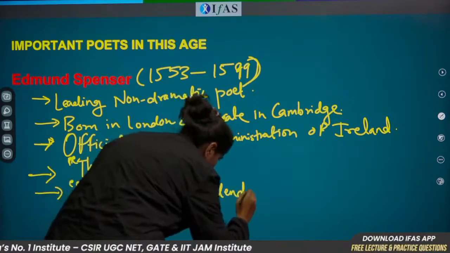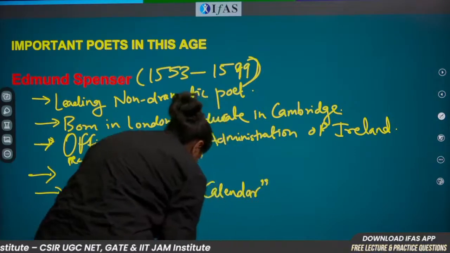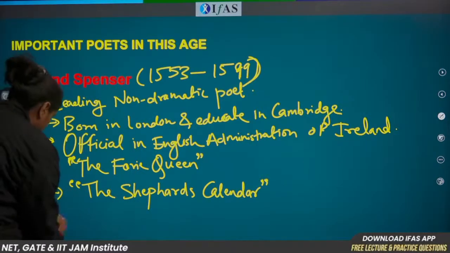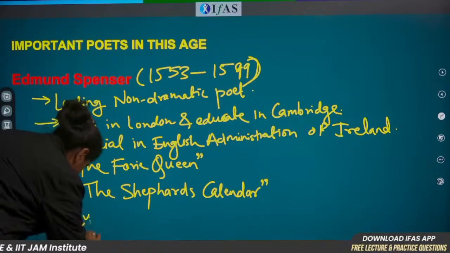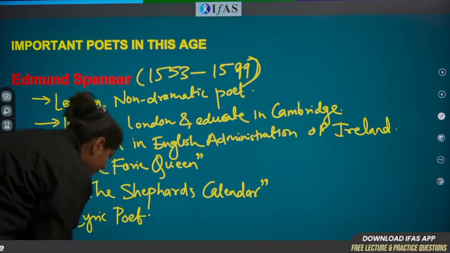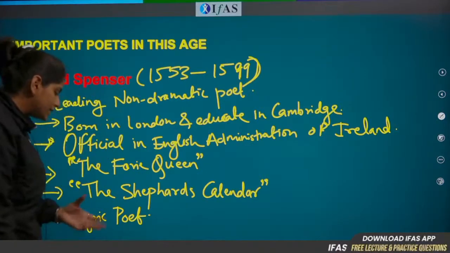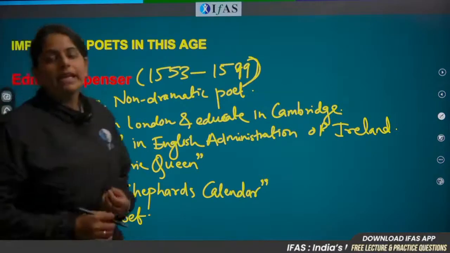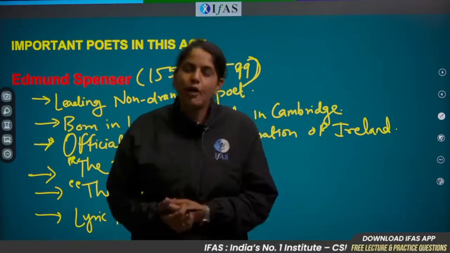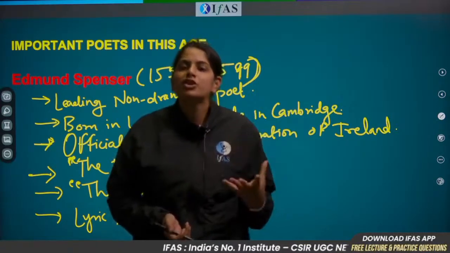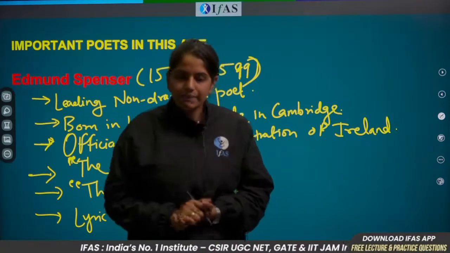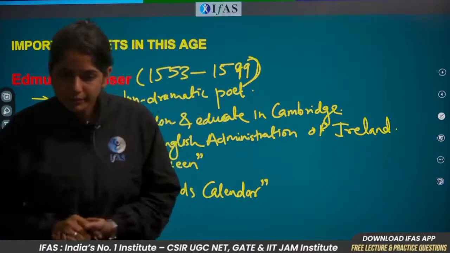Okay, this is another important work written by Edmund Spenser, and he was a great lyric poet. So remember this as well. What was he? He was a great lyric poet. Yes, and he also wrote The Shepherd's Calendar, which is basically about the spiritual and the religious aspect of England. He writes in a religious or spiritual context. I hope it is clear to everyone.